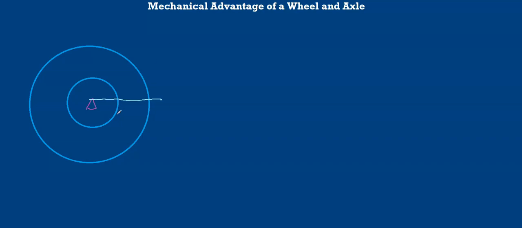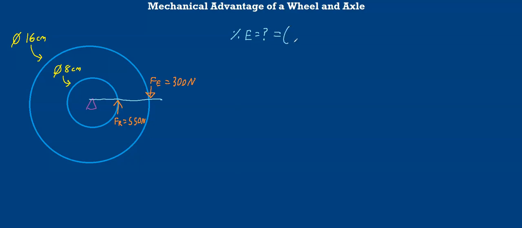And on the inner circle or the axle, let's apply a force resistance of 550 newtons. And on the outer circle, let's apply an effort force of 300 newtons. And let's say our outer circle or our wheel has a diameter of 16 centimeters. And then our inner circle or our axle has a diameter of 8 centimeters. And so my question to you is, what would be the percent efficiency?